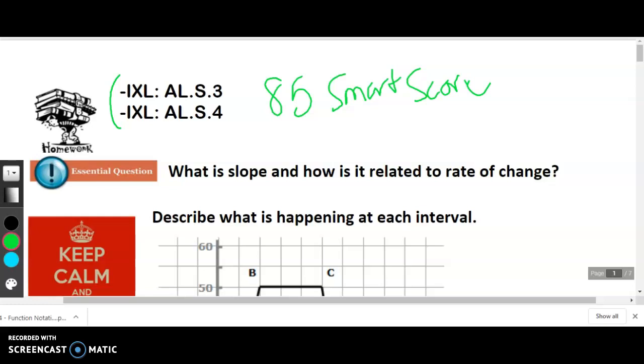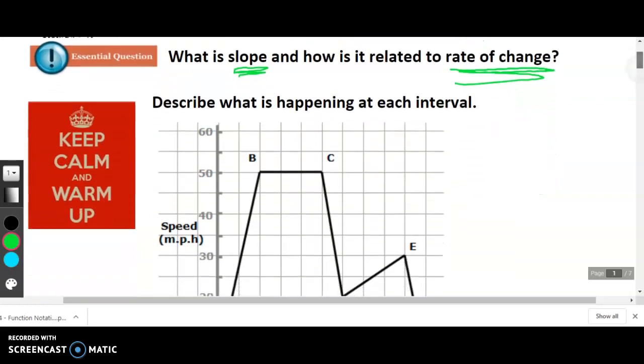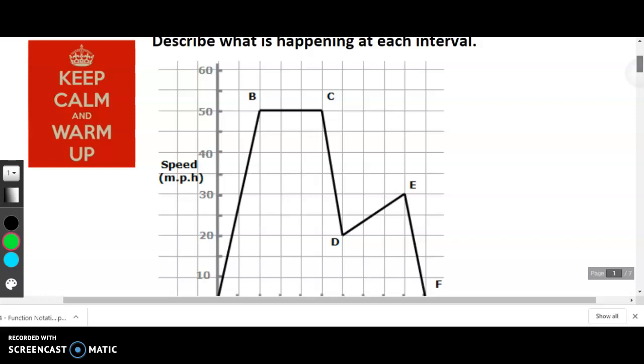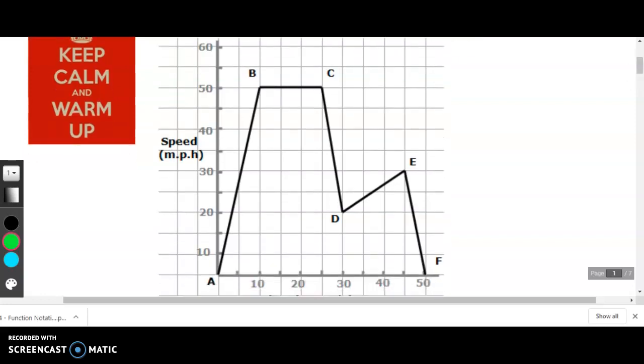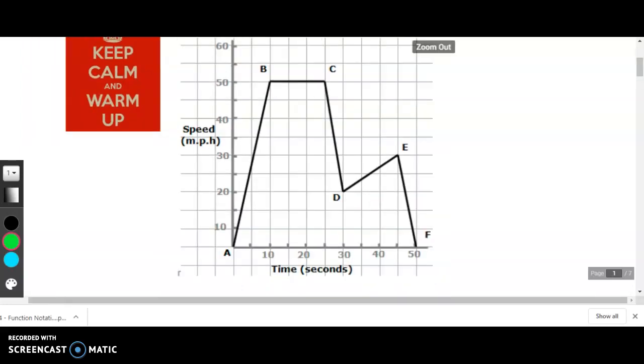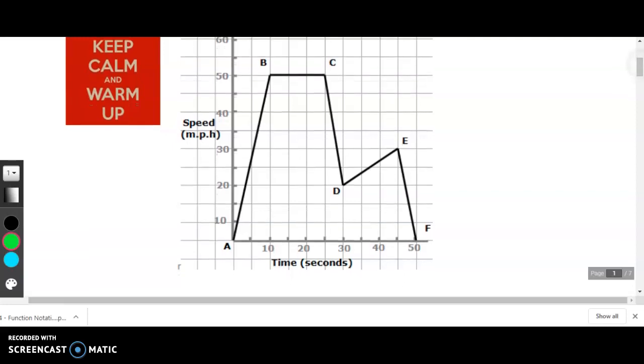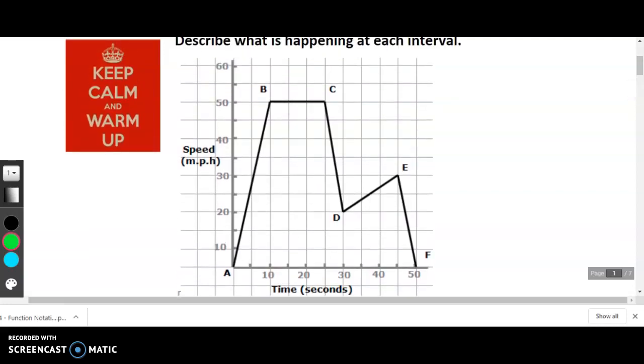Okay, today we're talking about a new term, the term slope, and how it's related to rate of change. Describe what's happening at each interval. Here we have a graph, and let me zoom out just a little bit so we can see. In this graph, speed is the y-axis, and the x-axis is time.